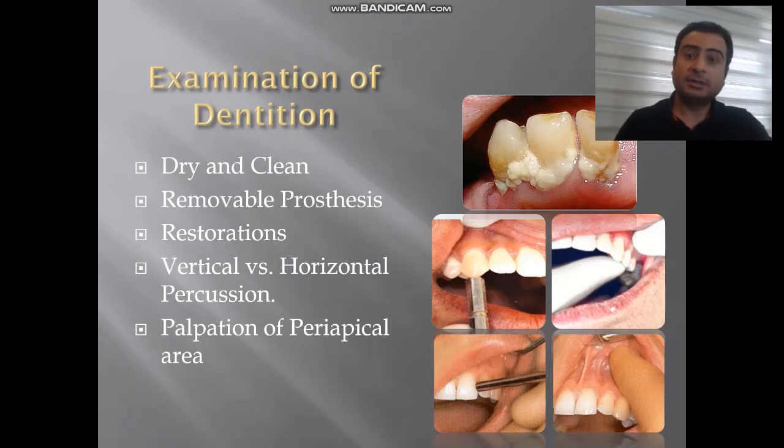In addition, during the palpation of the periapical area by means of the gloved finger, as we said earlier, if there is any swelling or fluctuation related to the apex of the tooth, it can be felt by the operator's finger and can be recorded as well.